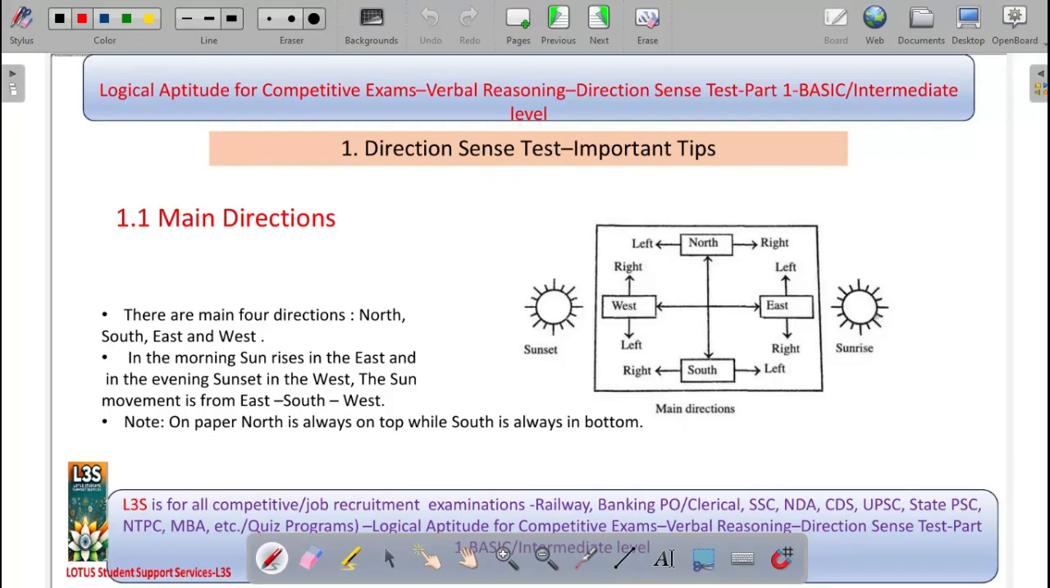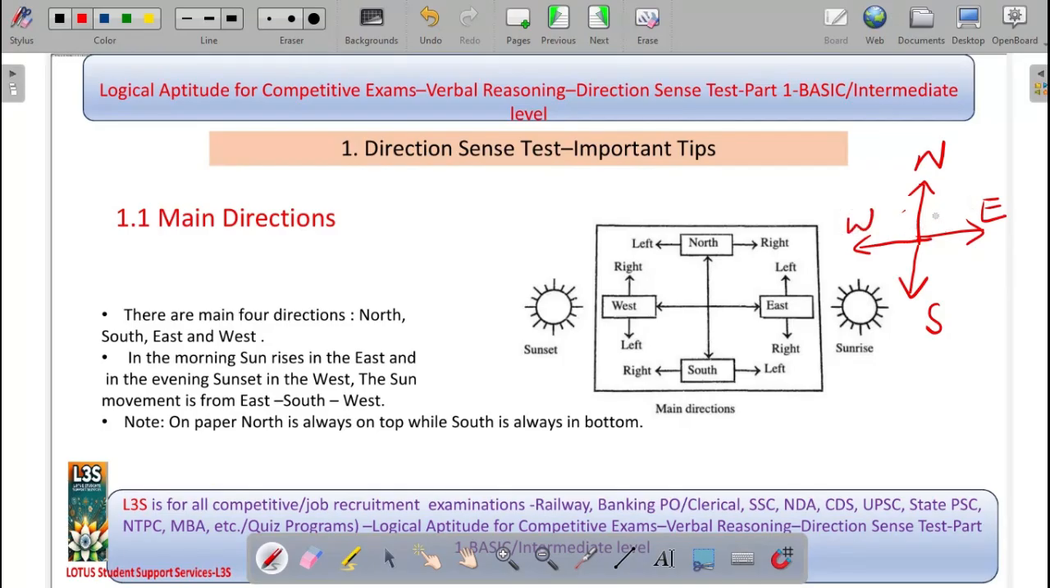Remember, the sun rises in the east, the sun sets in the west, and on paper north is always at the top. When we draw in the direction test, first you can draw one arrow and you will see north will always be at the top. If north is at the top, then we can put south at the bottom, the right side will be east and the left side will be west.